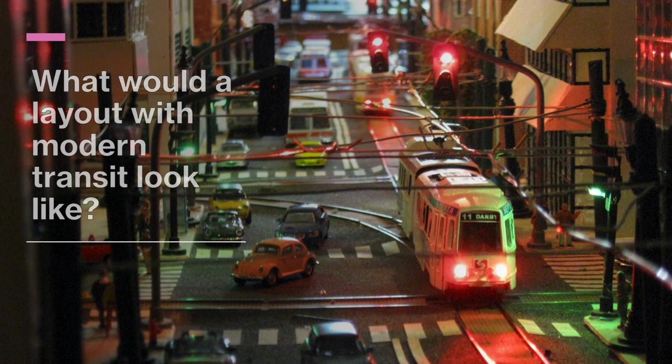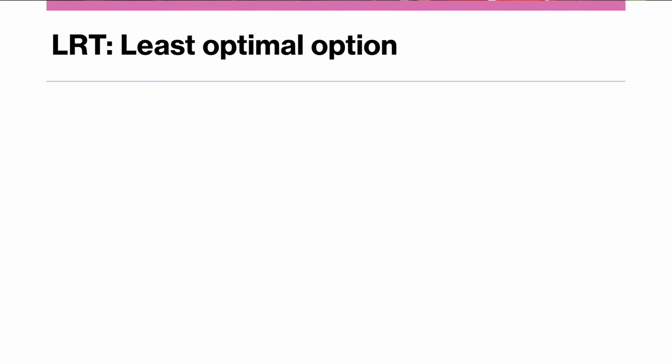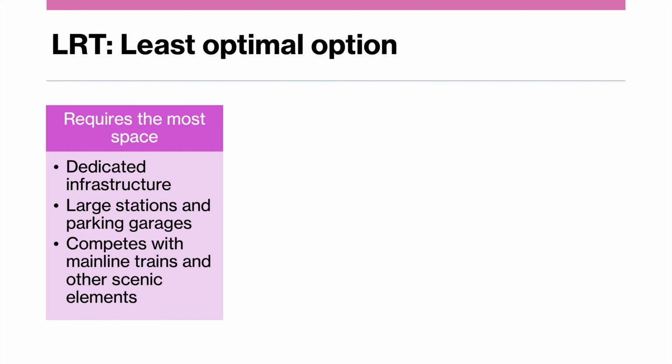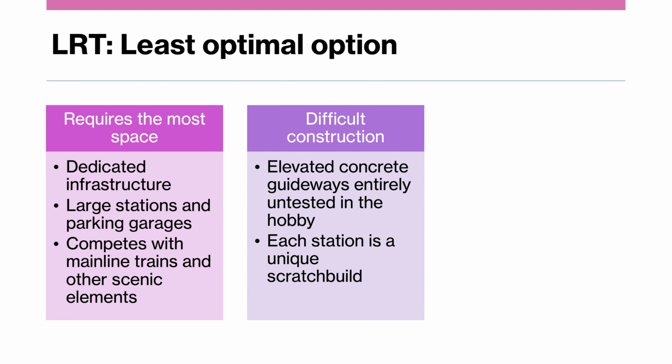All right, so now that we've covered the vehicles, what would a layout with modern transit look like? Well, as much as I love it, I unfortunately think that light rail is the least optimal option. Among other things, it requires dedicated infrastructure, and it has large stations and parking structures. All of this would compete with mainline freight trains and other scenic elements for space. Also, construction would be difficult, as for the elevated sections, you would need to build elevated concrete guideways, which I do not think anybody has any sort of system for in the hobby.